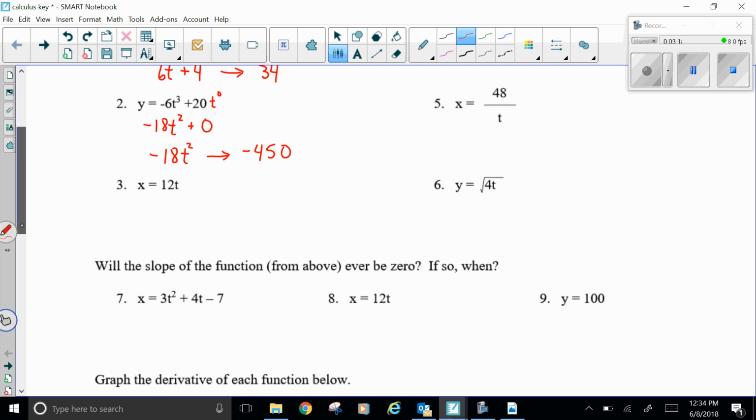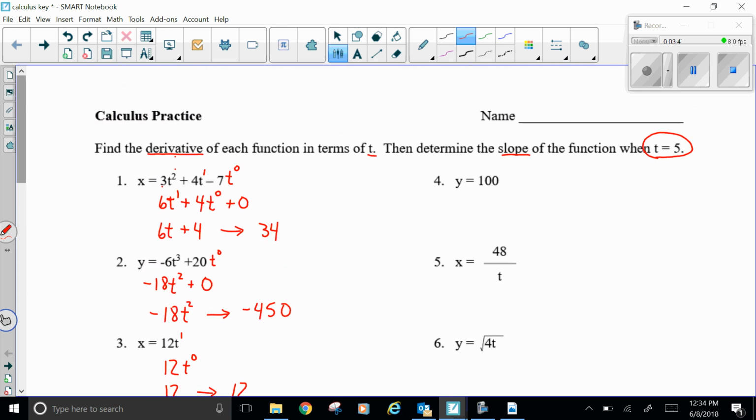Question number 3, I have 12t to the first power. So 12 times 1 is 12. T to the 0 power. T to the 0 power is 1. So our answer is simply 12. When time is equal to 5, there is no time in this function, which means that at 5 seconds, it's 12. It's always 12 at any time at all.